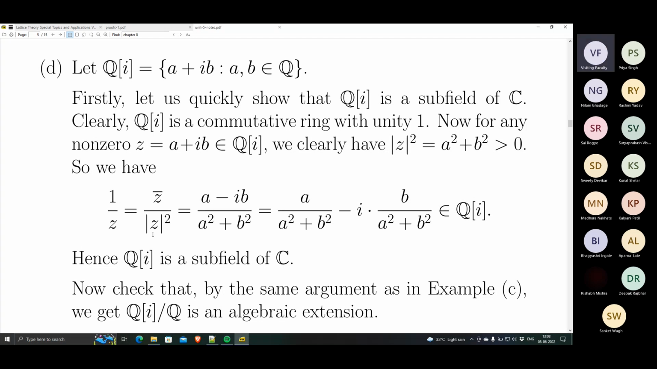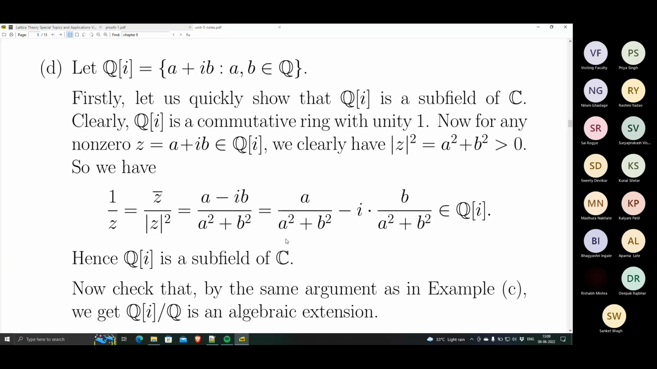Right? So what is z bar? a minus ib. |z|^2 is a^2 plus b^2. Splitting this, you get real part a by (a^2 plus b^2) minus i times imaginary part b by (a^2 plus b^2). Both a by (a^2 plus b^2) and b by (a^2 plus b^2) are rational numbers because a and b are rational. Therefore, 1 by z is an element in Q[i]. Therefore, Q[i] is closed under inverses for non-zero numbers. Okay. So Q[i] is a subfield of C.